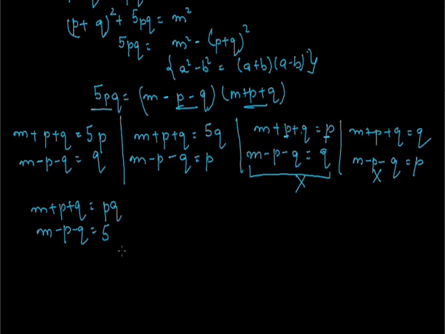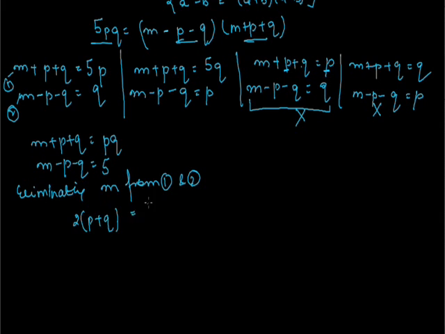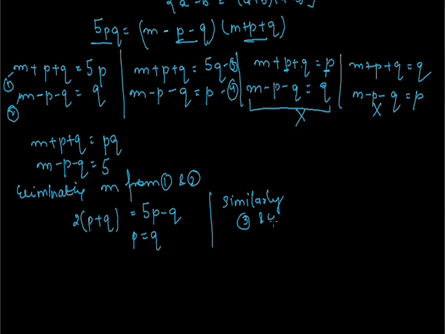Okay, now I'll be naming this as 1 and this is 2. Solving this 1 and 2, therefore eliminating m from 1 and 2, we'll be getting twice of (P plus Q) is equal to 5P minus Q, or by solving this I'll be getting P equals to Q. Similarly, from 3 and 4, that is, I'll be marking this as 3 and this is 4. From 3 and 4, the same case will arrive, that is P equals to Q.